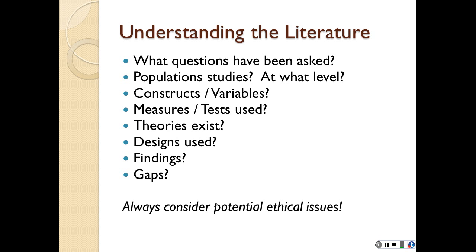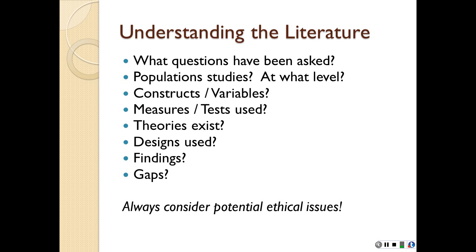You have to make sure that the populations that are in your research are somewhat similar to the populations that you're actually interested in applying your information to. Now, sometimes that information doesn't exist, and then you have to make choices. But you want to look at what populations have been studied in the context of the problem you're interested in.